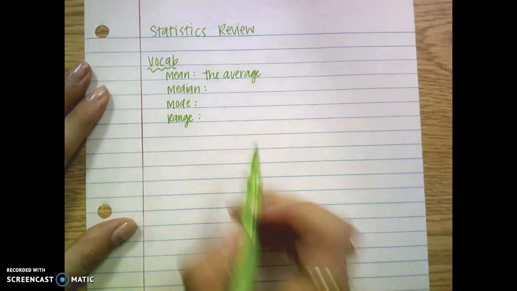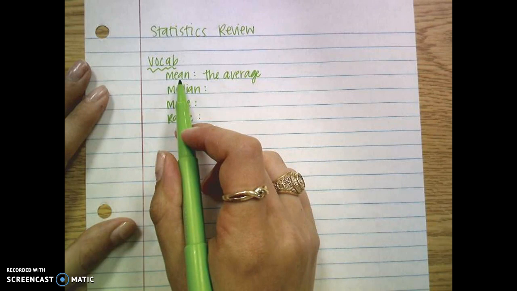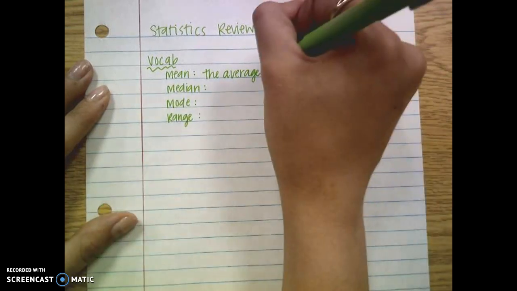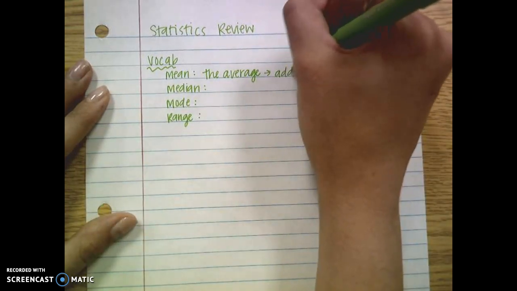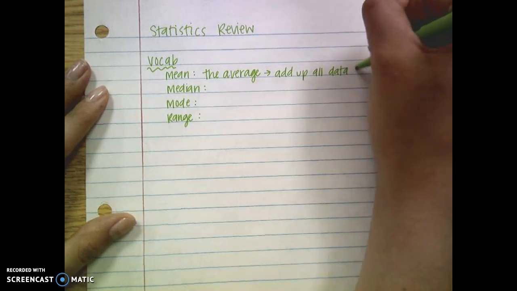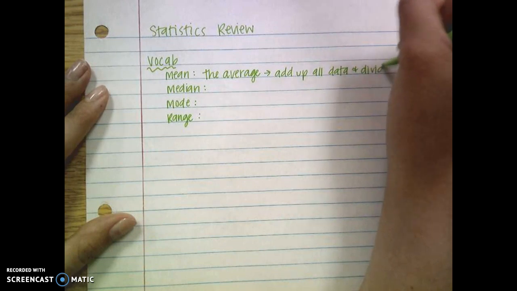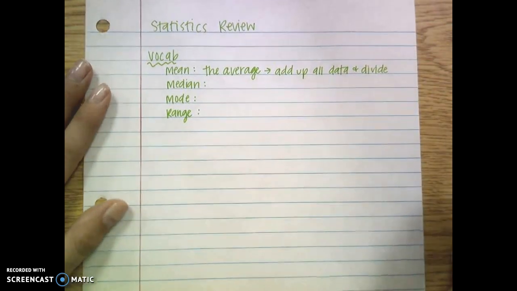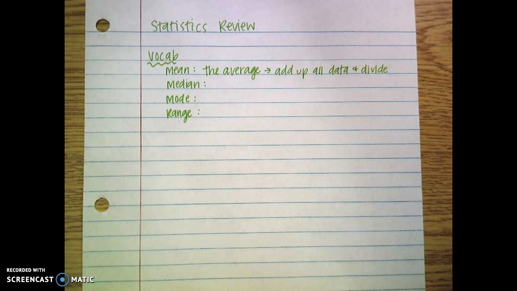So if a question asks you for the average, it's talking about the mean. To find that, we're going to add up all data and divide. When we divide, we're dividing by the number of numbers. So however many numbers you added up, that's what you're going to divide by.